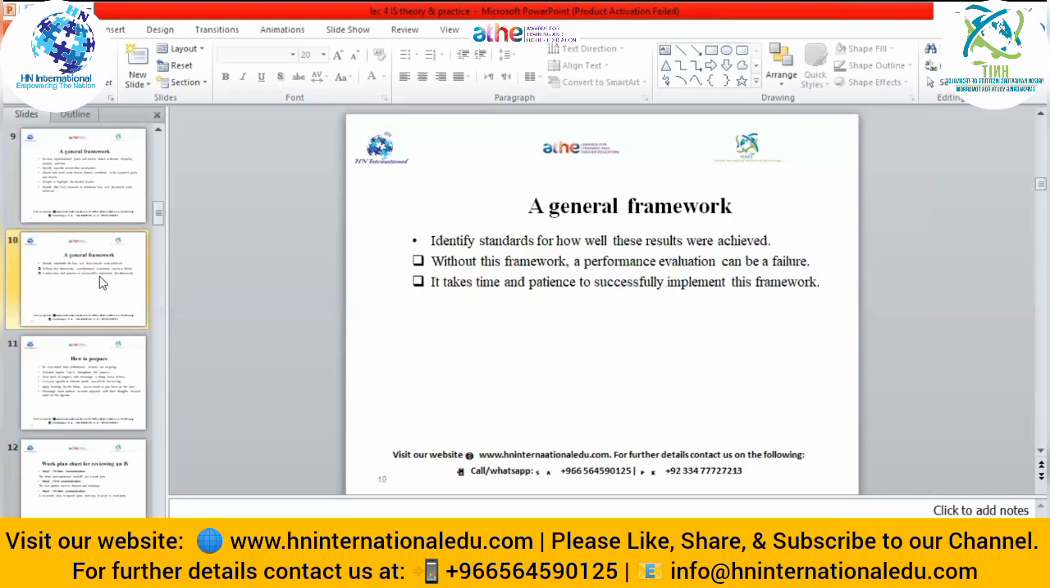Without this framework, a performance evaluation can be a failure. We are only wasting our time. We are not concluding anything from that, and it takes time and practice to successfully implement this framework.